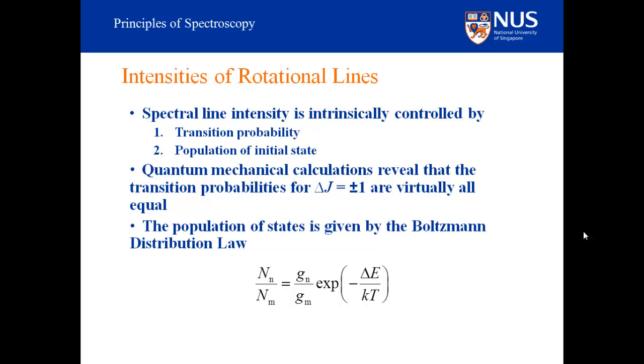This is the Boltzmann distribution law. This expression relates the number of molecules in the N state compared to those of the molecules in the M state. This ratio depends on the ratio of the degeneracies in those two states. So if the N state is more degenerate than the M state, there are going to be more molecules in the N state. To complete the expression, the ratio of the degeneracy is multiplied with the exponential of minus delta E over kT, where delta E is the difference in energy between the N state and the M state, and kT is the amount of thermal energy available to excite molecules into any excited state.